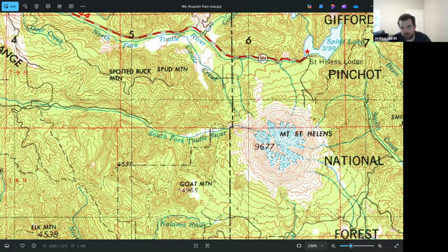Why? Because it's a volcano. Volcanoes form cones, and so the elevation changes are going to form concentric rings around it. You can see the glaciers on there and everything. And right here, these big bold numbers, 9677, when you see those, they tell you the highest elevation of a given peak. Okay, so for right here, Goat Mountain, 4,965. There's a peak right here, doesn't have a name associated with it, but it's 4,537, right? So on and so forth.